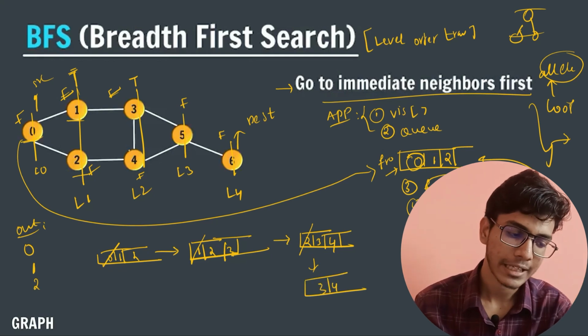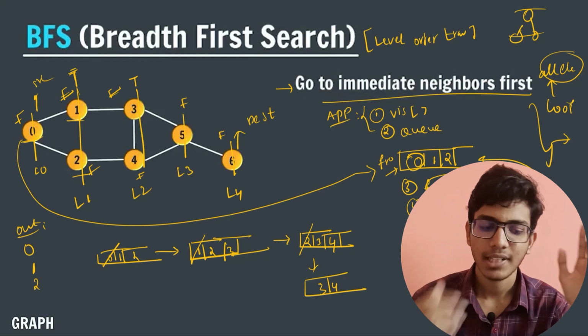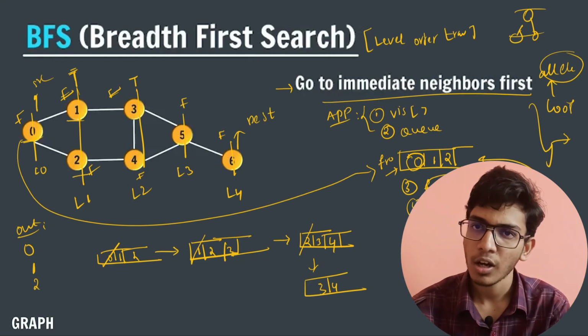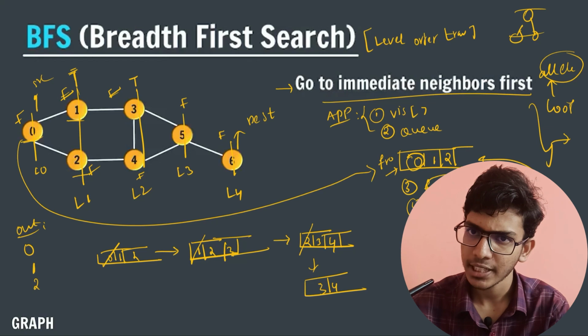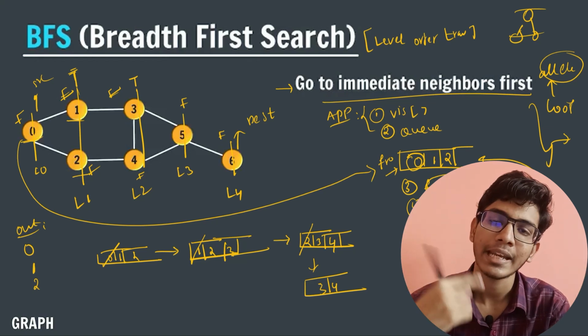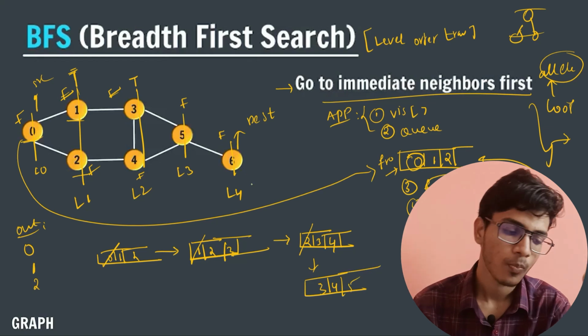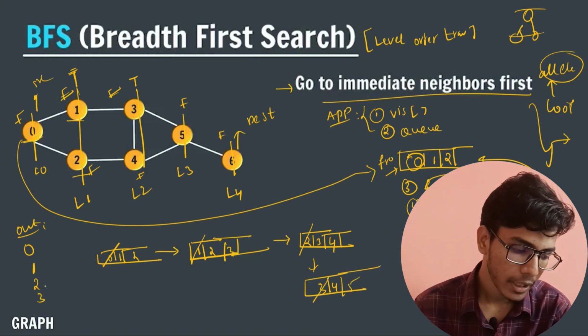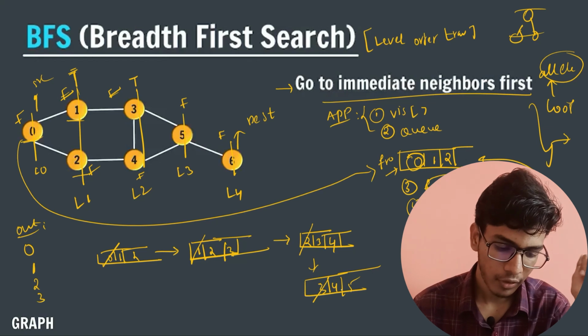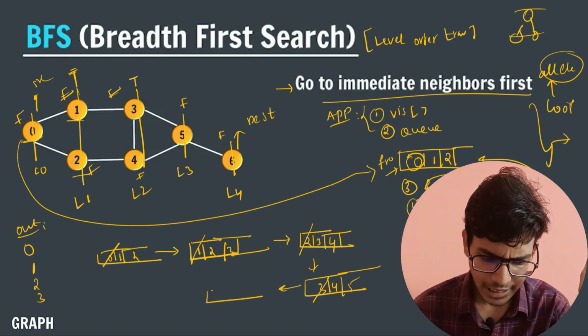Now for 3 the neighbors are 1 and 5, and 1 is already printed. I have already visited 1, so I will not add 1 again, I will add 5 now. So I will add 5 into my queue. After that I will remove 3, I will print 3. Now if you observe the queue, my queue is something like this, 4 and 5.